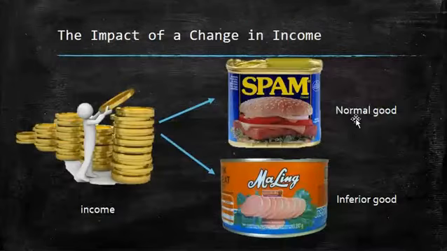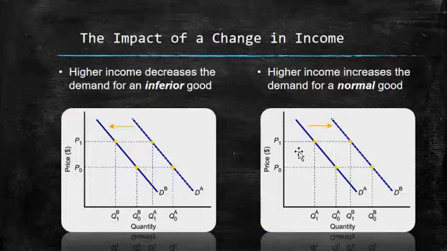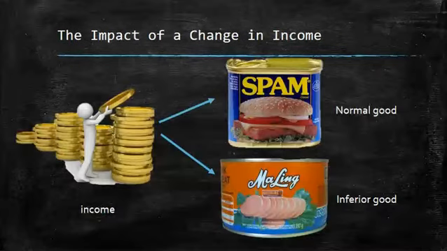So, yun nga, no? These are normal good and inferior goods. So, the impact of change in income. Higher income decreases the demand of an inferior good, while higher income increases the demand for a normal good. Pagtaas ang income mo, pagbaba ng demand mo sa inferior good. Bakit? Kasi syempre may pambili ka ng mas mataas sa quality ng product. So, hindi mo na to bibilhin.